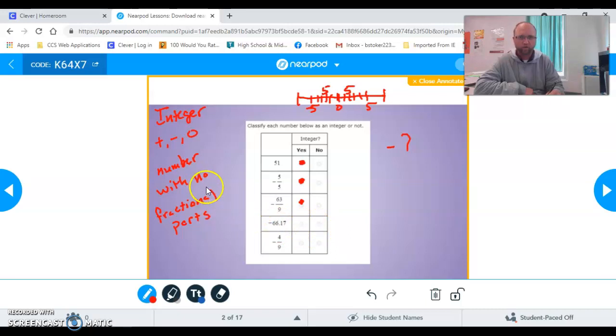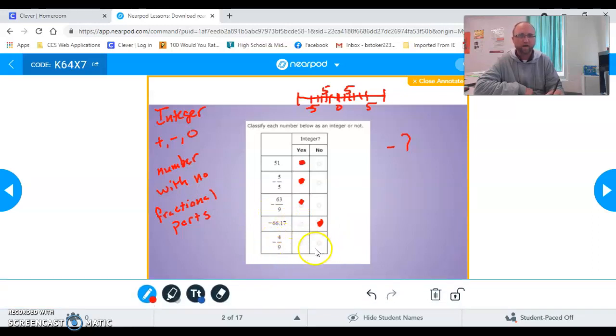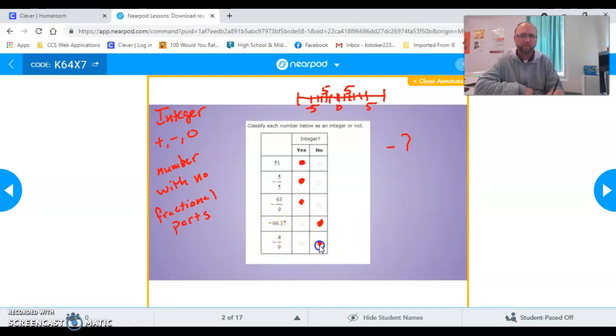And then this one, negative 66.17, is that an integer? That's what I'm talking about, no fractional parts. There's 17 hundredths remaining. No, not an integer. And then this one, negative 4 divided by 9, same thing. Is that an integer? No, it's not.